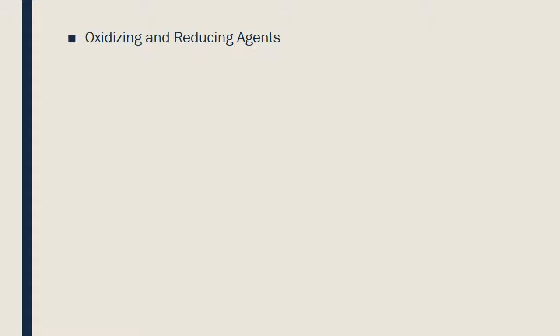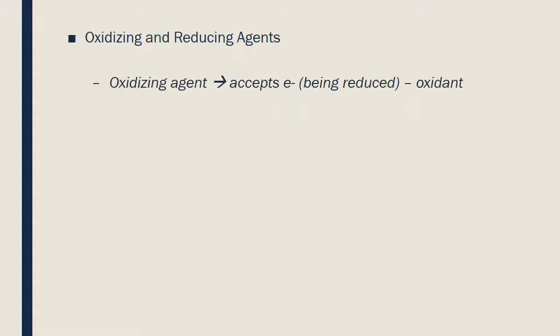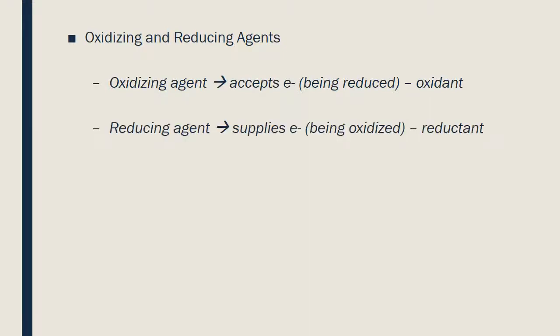What are oxidizing and reducing agents? An oxidizing agent is the species that is accepting an electron, therefore being reduced. We also call this an oxidant. If you hear, "I'm eating blueberries because they have antioxidants," essentially they're helping take oxidants out of your body. A reducing agent is the species that supplies the electrons, therefore being oxidized, and it is our reductant.